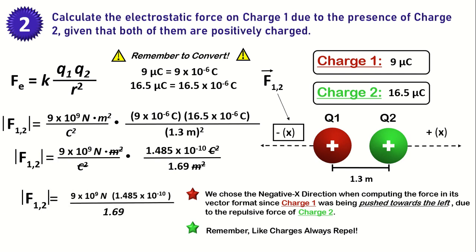Alright, so just rewriting this a little bit more, we'll have the force on charge 1 due to the presence of charge 2 is equal to 9 times 10 to the 9 newtons times 1.485 times 10 to the minus 10, all divided by 1.69. And if we were to plug this into our calculator, we should get an approximate value of 0.79 newtons. But like we said, due to charge 1's force that's going to push it in the negative x direction, we need to add that negative sign if we were to convert this to a vector. So in vector form, this would be negative 0.79 newtons. Yeah, so it would be 0.79 newtons in the negative x direction. That's another way to say it.